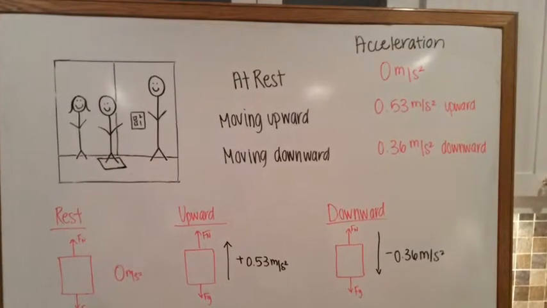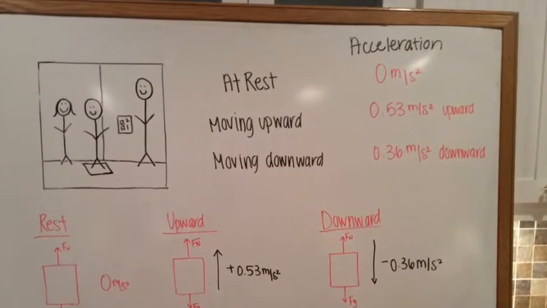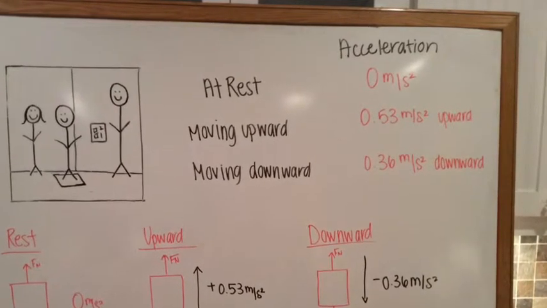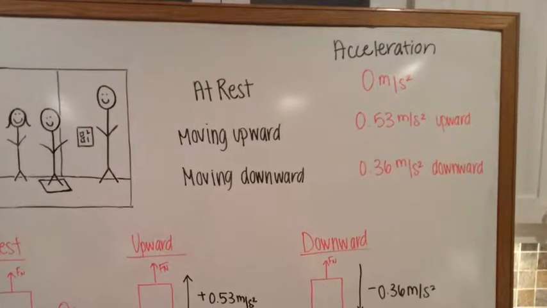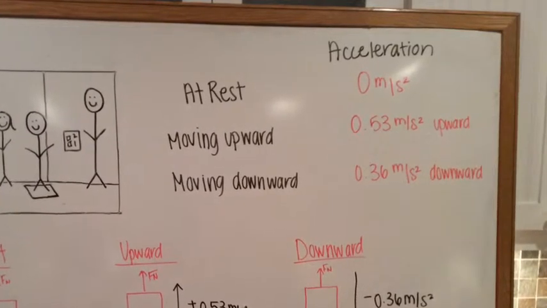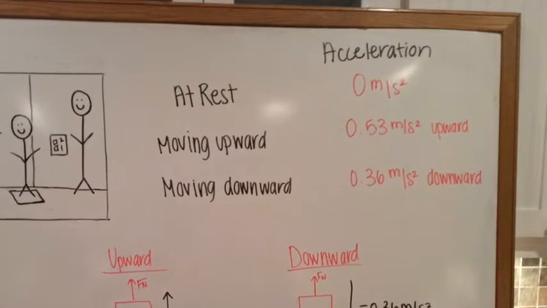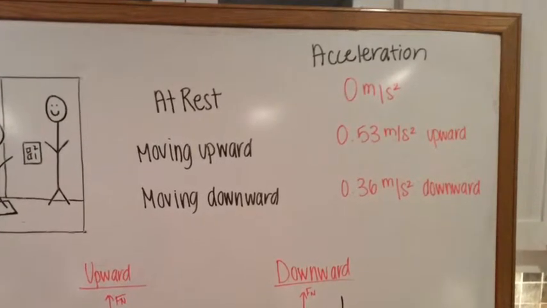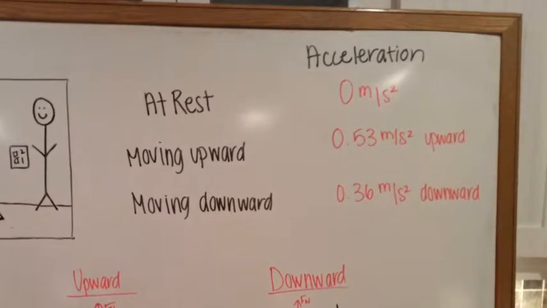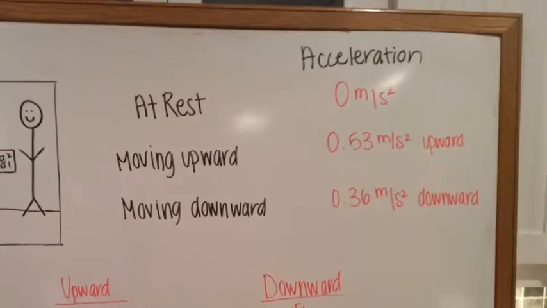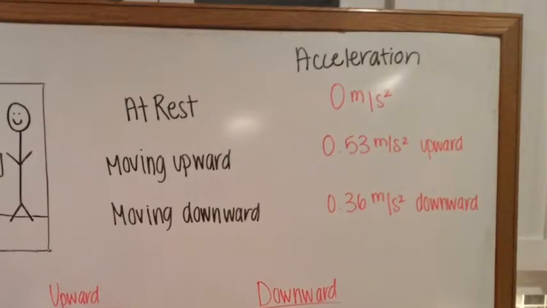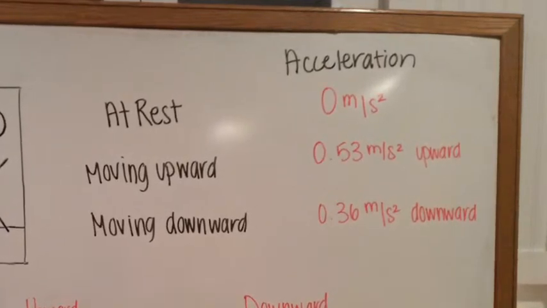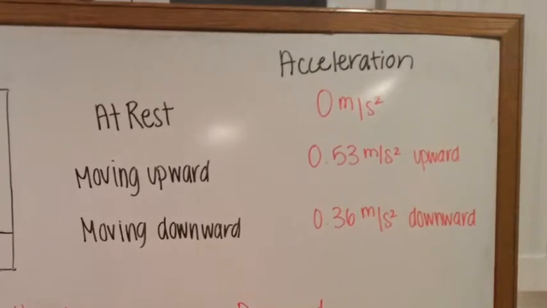In conclusion, our acceleration at rest was 0 meters per second squared. Moving upward, our acceleration was 0.53 meters per second squared, and moving downward, our answer ended up being negative 0.36 meters per second squared, meaning that we were accelerating 0.36 meters per second squared in the downward direction. Based on our calculations, our hypothesis was correct in saying that our acceleration at rest is 0 and our acceleration moving upward is positive, while our acceleration moving downward is negative.